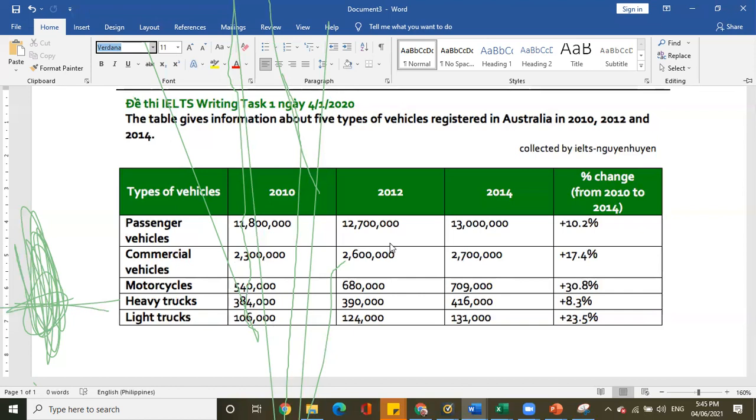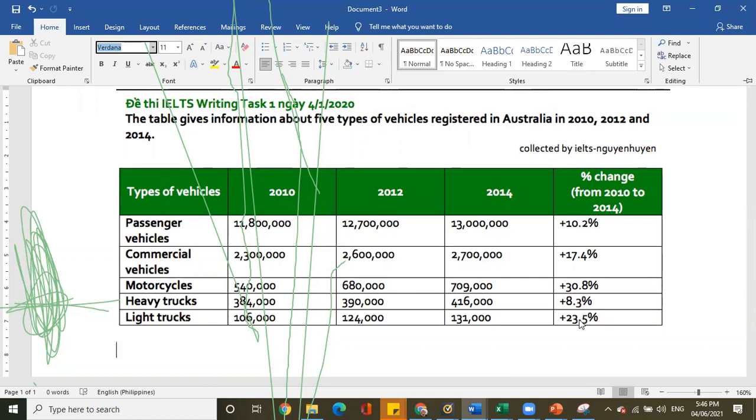And then 2012, there is a slight increase, and also some increase over here. And in 2014, there's a smaller increase for these two, but a larger increase for these three. Oh, so that explains the percentage change, 2010 to 2014. So we can see light trucks and motorcycles having seen the highest percentage increase there.